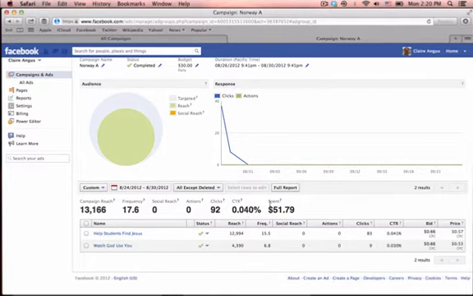And as you'll see here, we spent $52 to get to speak to 13,000 people. Now that sounds like a pretty good return on investment. 4 days, $51, a chance to speak to 13,000 Christians in Norway where we don't have any ministry.